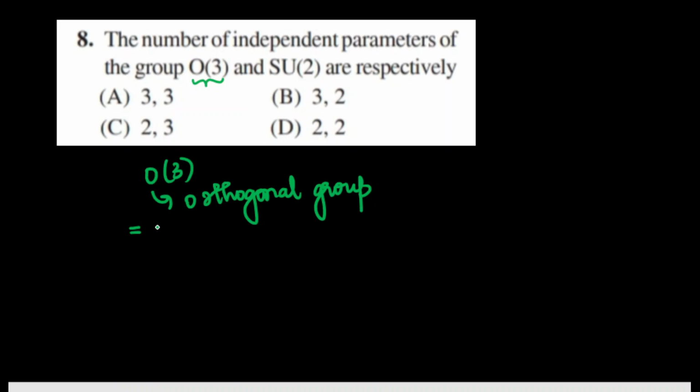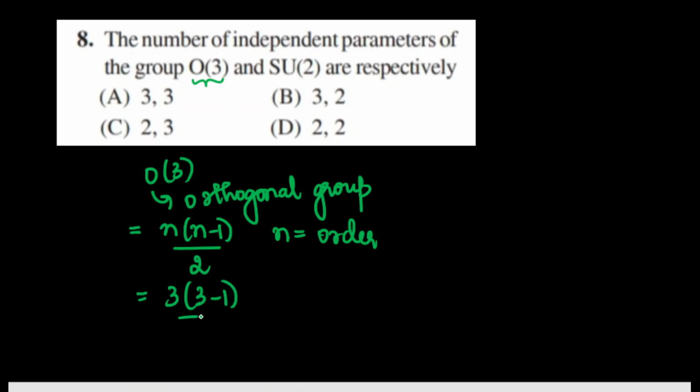Now for the orthogonal group, the formula to find the number of independent parameters of the group O3 is n into n minus 1 divided by 2. Here n is nothing but the order. The order they have given is 3. So 3 into 3 minus 1 divided by 2. 3 minus 1 is 2, divided by 2. The 2 gets cancelled. The answer is 3.